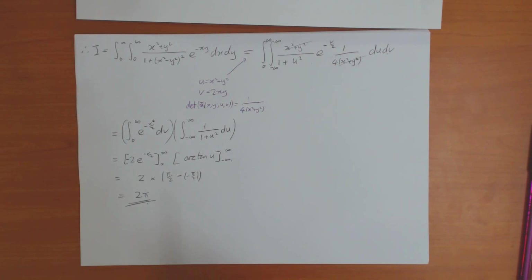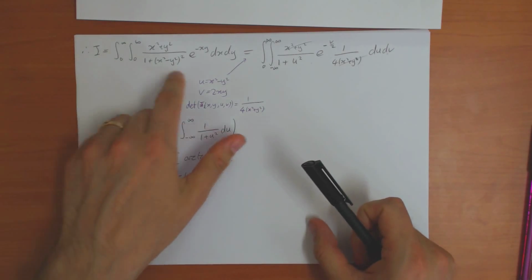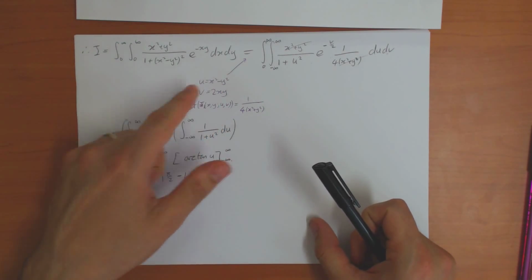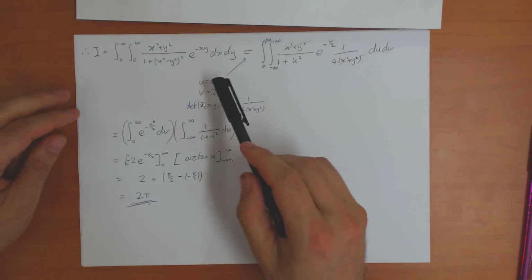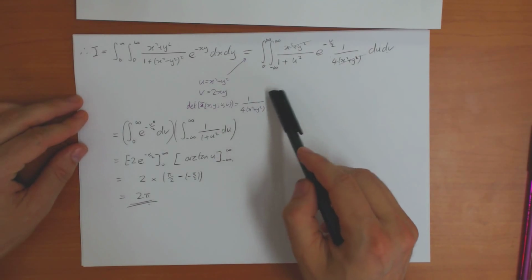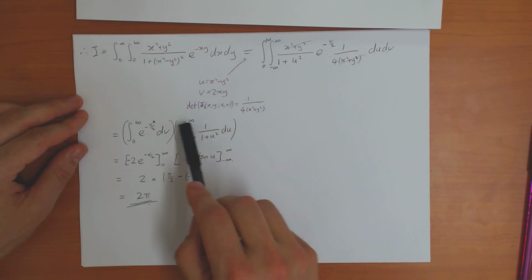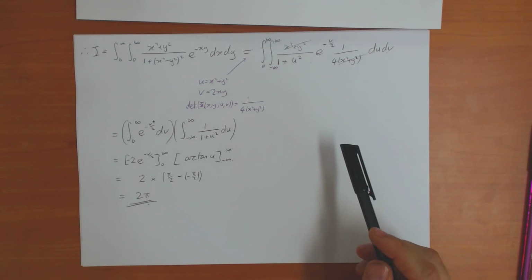Okay, so you see here we managed to integrate a fairly hideous, very ugly function of x and y, and we did it by making a change of variables into uv. We made use of the Jacobian formula there. Okay.